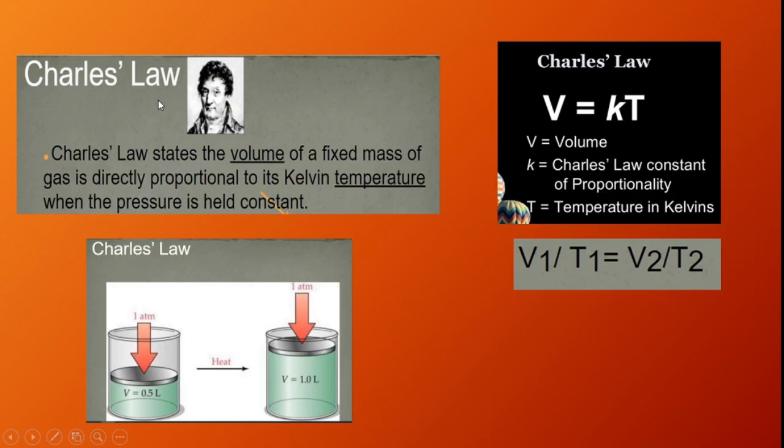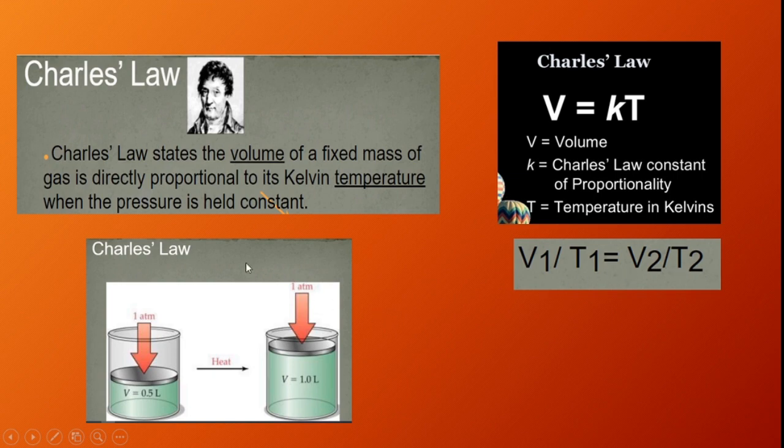Second, Charles' law. This law states that the volume of a fixed mass of gas is directly proportional to its Kelvin temperature when the pressure is held constant. We can write it mathematically as V = constant × T, or V/T = constant. If V1 is the volume at temperature T1 and V2 is the volume at temperature T2, then we can write it as V1/T1 = V2/T2.